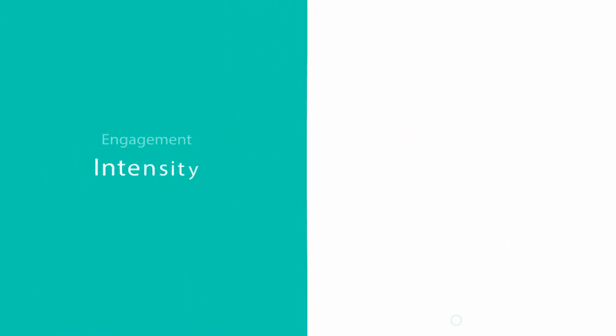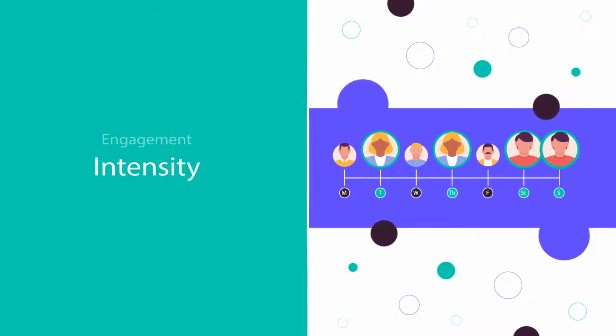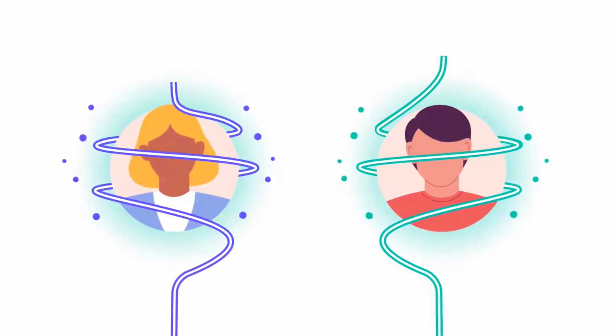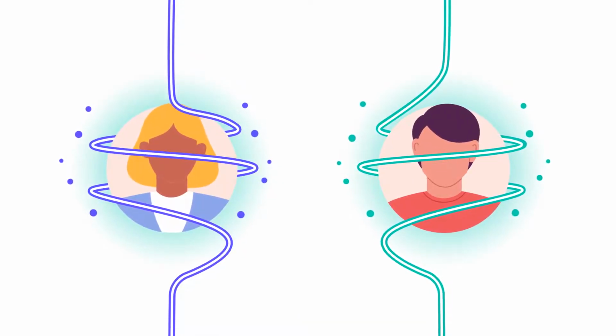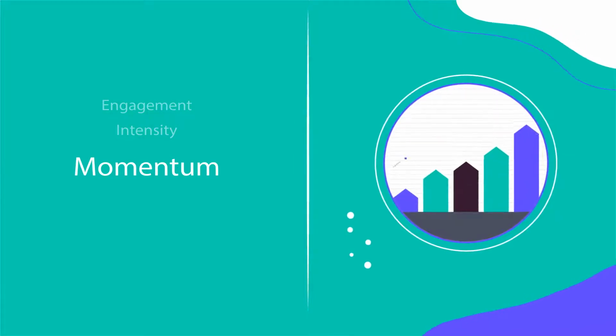The next metric is intensity. That highlights those who engage on a weekly basis or more. That's 52 or more opportunities for brands to intercept and influence these consumers. Then we look at momentum. That identifies the property's growth potential over the next 12 months.